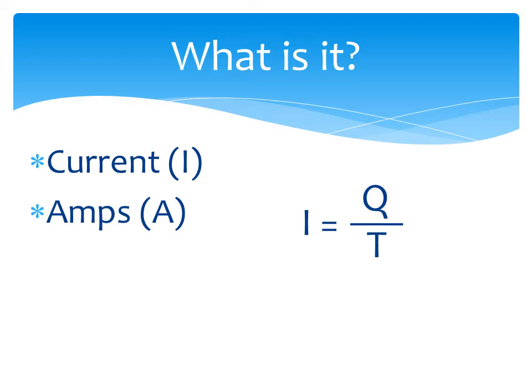The common symbol for current is the capital letter I. The standard unit is ampere, amp, symbolized by the letter A. 1 amp of current represents the flow of 1 coulomb of electrical charge in 1 second, I equals Q over T.